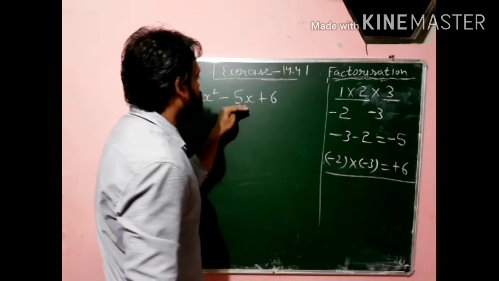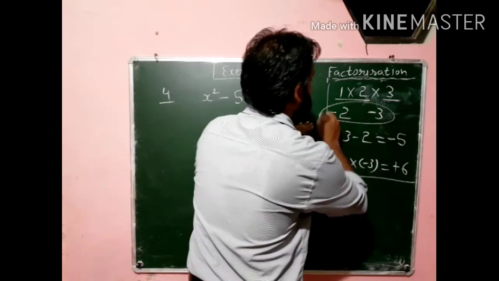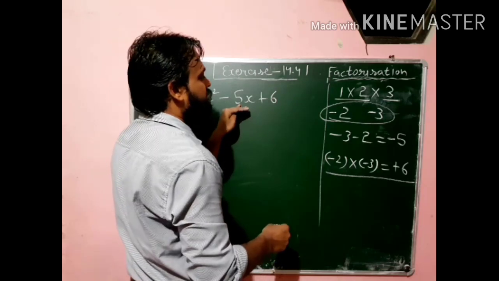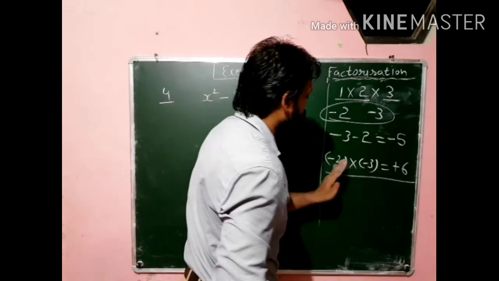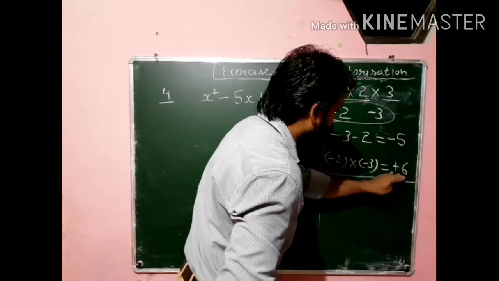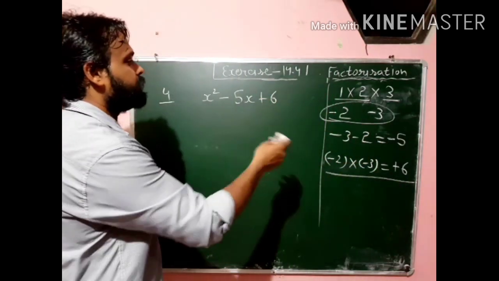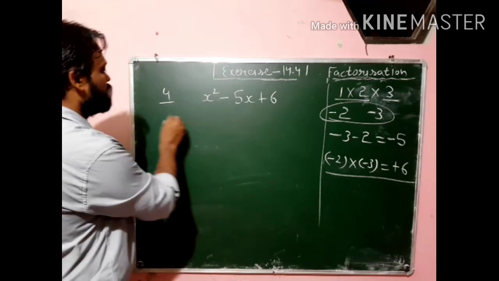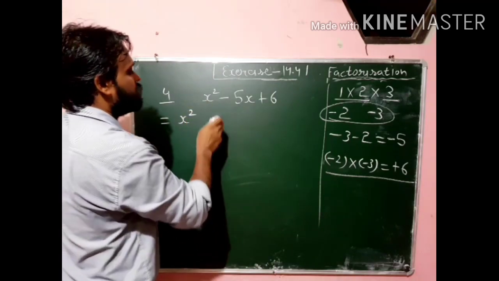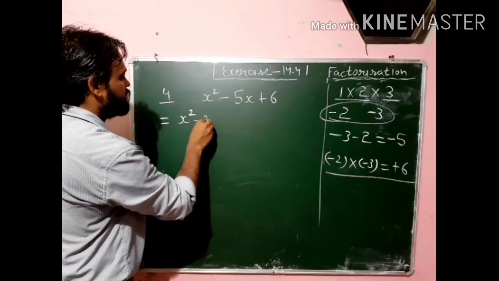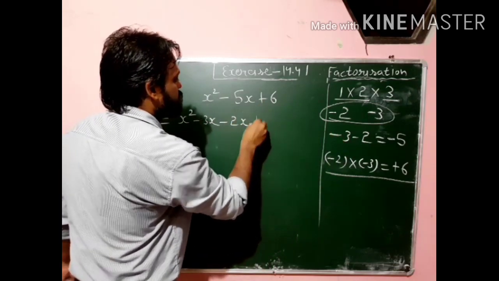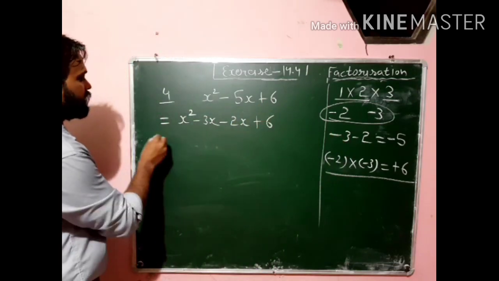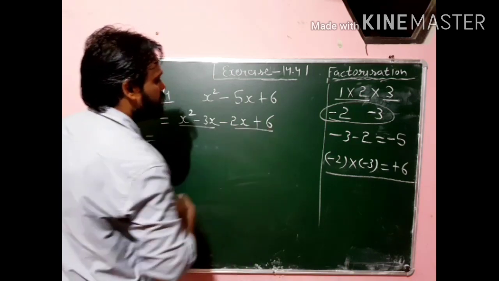So these two terms satisfy this minus 5 also. The addition of these two terms is equal to minus 5, and the multiplication of these two terms is plus 6. So this is the way we can find the terms. Okay, now the next step is very easy. Write x square, and of course this minus 3x, and then this minus 2x, and then this plus 6 as it is. This is the first group and this is the second group.